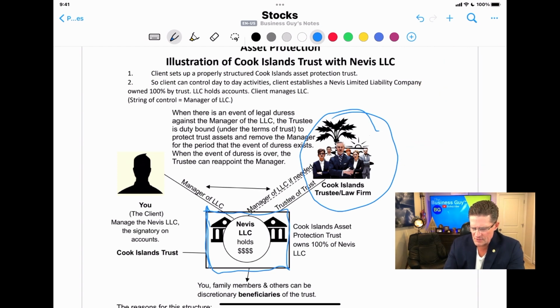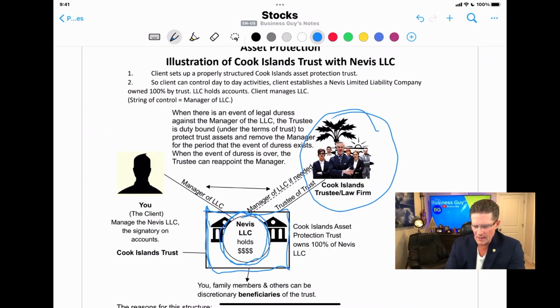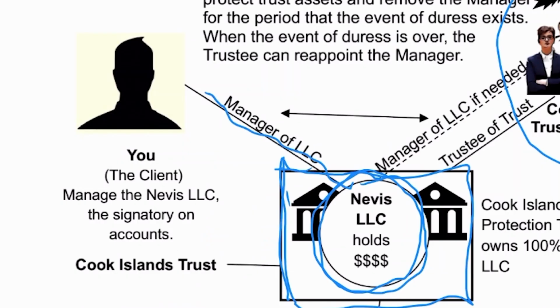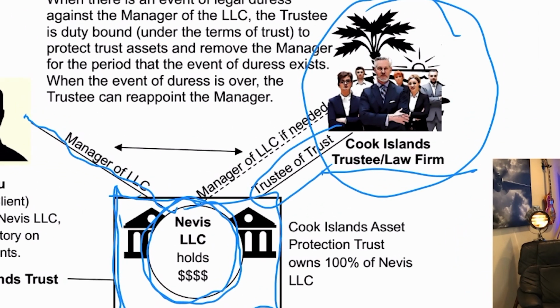So inside your trust, we put an LLC, and we typically set up this LLC in the Caribbean island of Nevis. Why? Because it offers the best protection. We set up a bank account in the LLC's name. We make you the manager of the LLC and the signatory on the bank account. So when the bad thing happens, the trustee over here can step in to protect you. And again, it's a trustee/law firm, so multiple attorneys will be able to jump in to protect your assets.